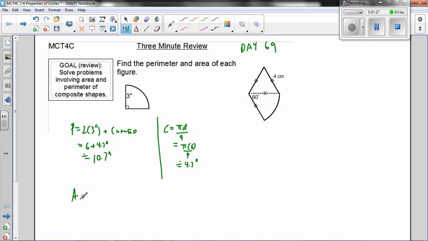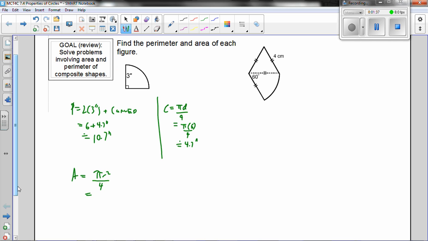The area, same deal, just a quarter circle, right? So it's a circle, pi r squared, and then divide by 4 at the end, because it's a quarter. The radius is 3, squared, divided by 4. Put that into a calculator in one step: pi times 3 squared divided by 4, about 7.1 square inches.